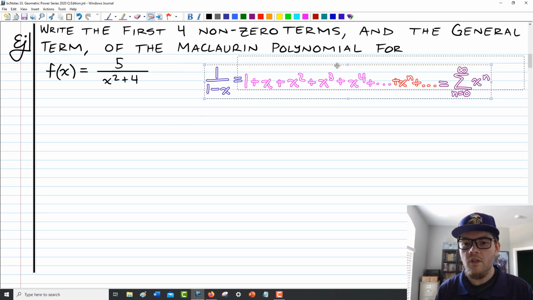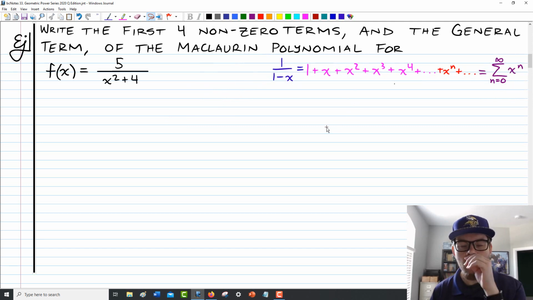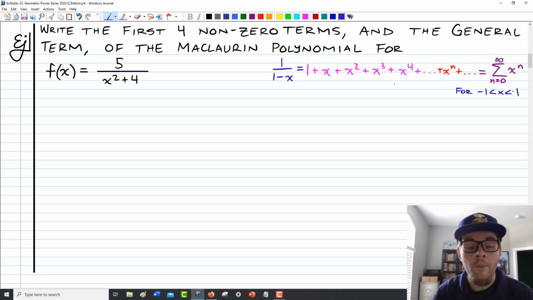So before we begin, I'm just going to put this up here. This is kind of our model. This is our inspiration. We're going to try to work through and leverage this structure that we have here, that 1 over 1 minus x is this particular geometric power series. And I should point out that this is only true for, and I'll write this in there just so it's covered, -1 less than x less than 1. So let's make sure that's covered as well.